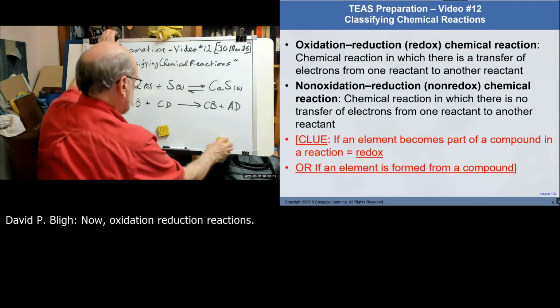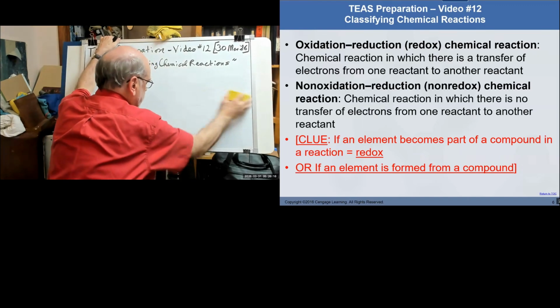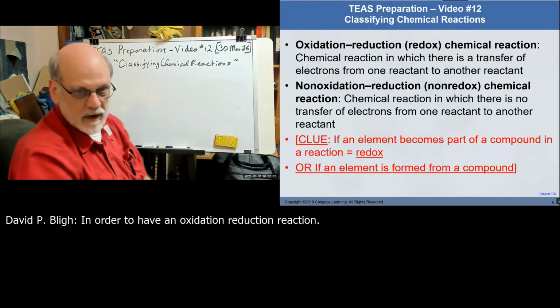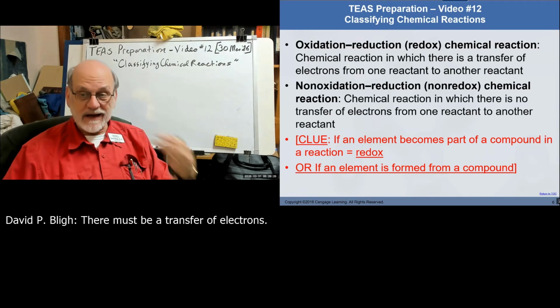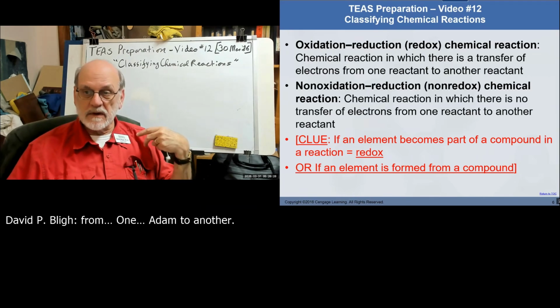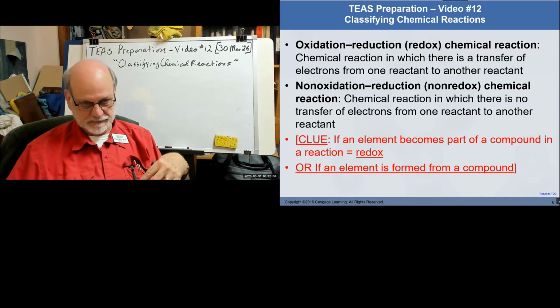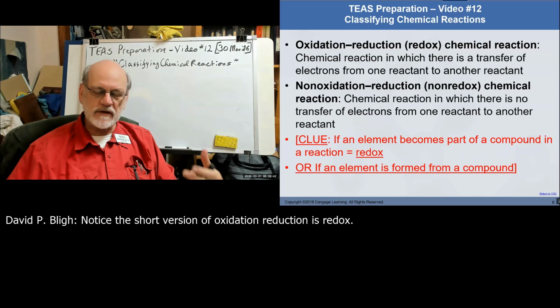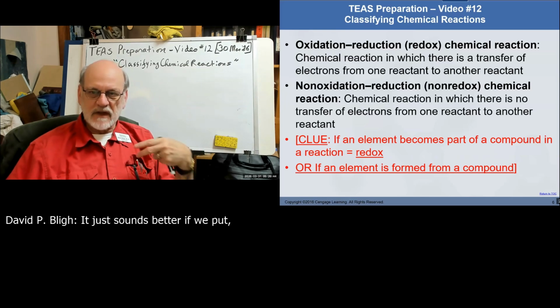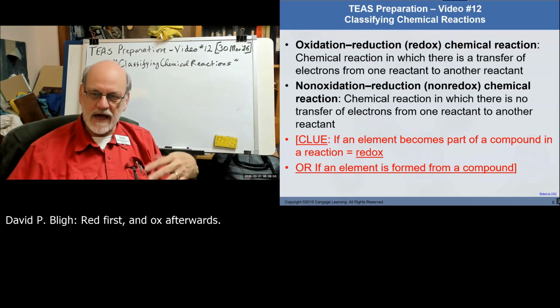Now, oxidation reduction reactions. In order to have an oxidation reduction reaction, there must be a transfer of electrons from one atom to another. If there are no transfers of electrons, then that is a non-redox reaction. Notice the short version of oxidation reduction is redox. It just sounds better if we put red first and ox afterwards.